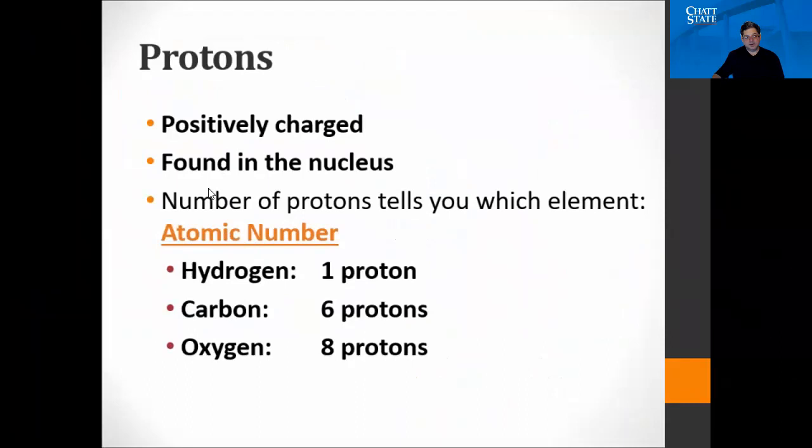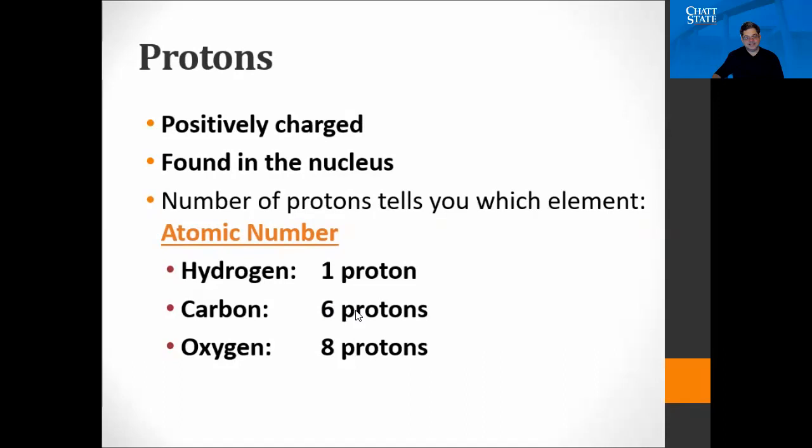So think of the atomic number as an ID. No other atom or element can have the same atomic number. That's it. Hydrogen is the only one with number 1. Oxygen is the only element with 8 protons, right? Nothing else can have 8 protons except oxygen. That's it.